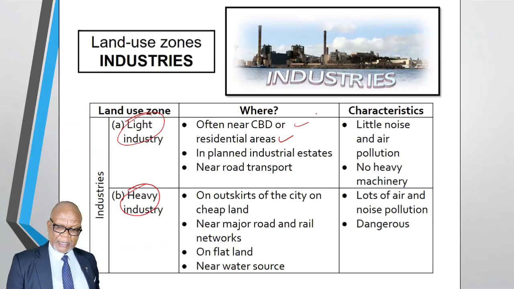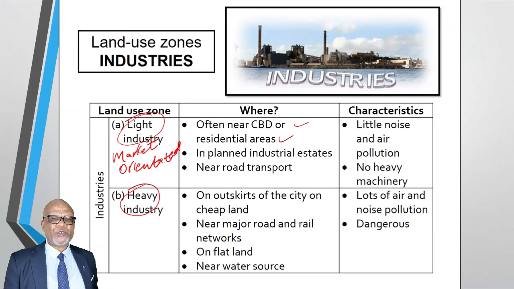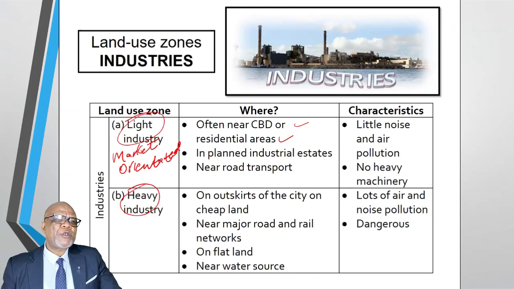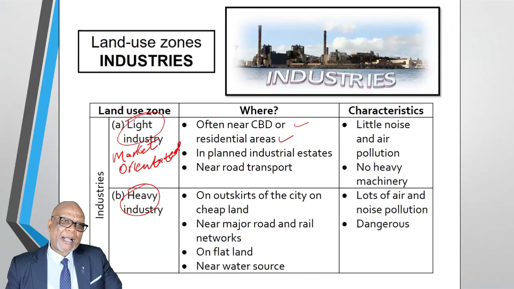The light industries are usually called market orientated. Why do you call them market orientated? Because they are usually found closer to the residential area where there are customers, or they are found closer to the CBD where there are shops, which are also customers. So these are your light industries.